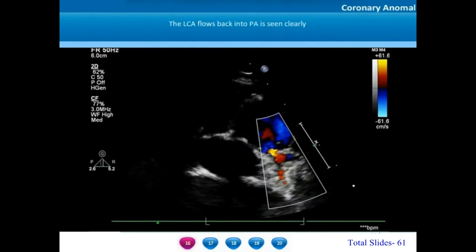The classic color Doppler feature of ALCAPA is the flow reversal in the left coronary artery. The blood flows from the left coronary artery back into the main pulmonary artery, as seen in the red color coding on this echocardiography.